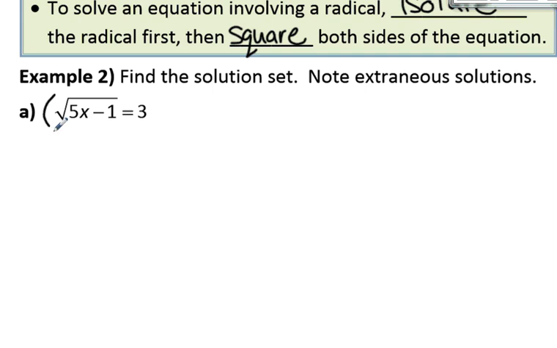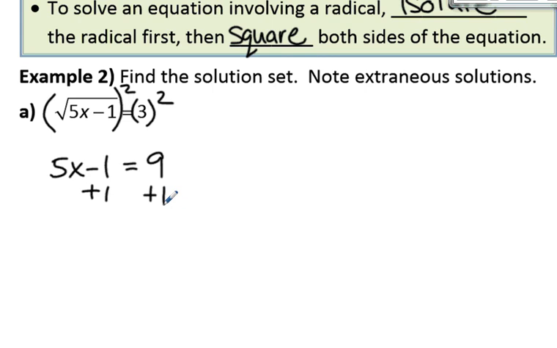So at this point, I'm going to square both sides of the equation. So when I square that 5x minus 1, the square root just goes away. Okay? And then on the other side, we do have 3 squared, which is 9. And so now you solve. So we add 1 to both sides, so we get 5x equals 10. Divide by 5. 10 divided by 5 is 2. Now, do not stop there. Do not box your answer and move on.